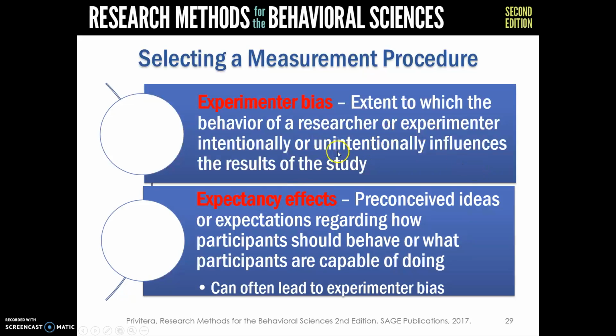When we do an experiment, we want to make sure that we minimize the experimental bias, expectancy effects as well. So some researchers expect, or some participants expect, what they should answer, or what kind of result it should be. And that can lead to experimental bias.